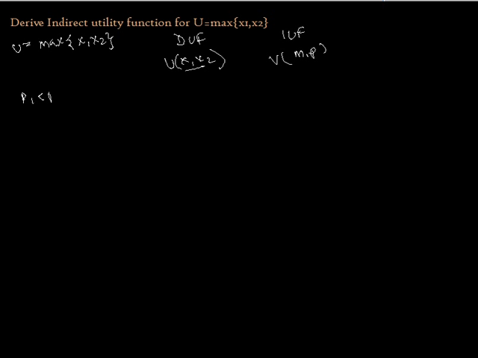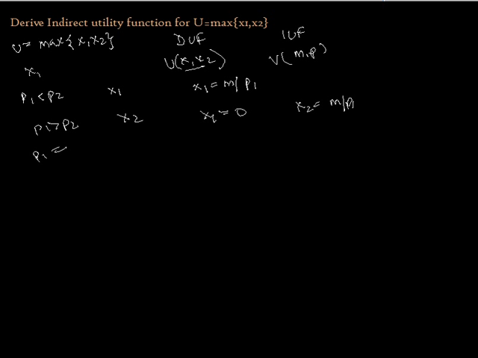If p1 is less than p2, x1 is the cheaper commodity, you consume all of x1, and x1 would be equal to m by p1. If p1 is greater than p2, then x2 is the cheaper commodity, you buy all of x2, x2 would be equal to m by p2, but x1 would be equal to 0. Since we are deriving the demand function for x1, we're writing that.